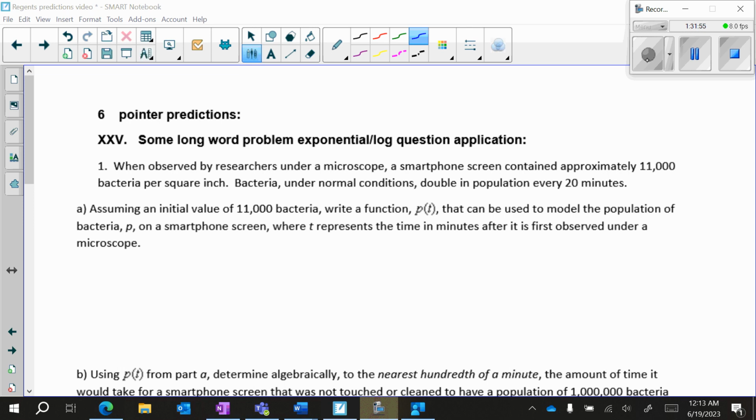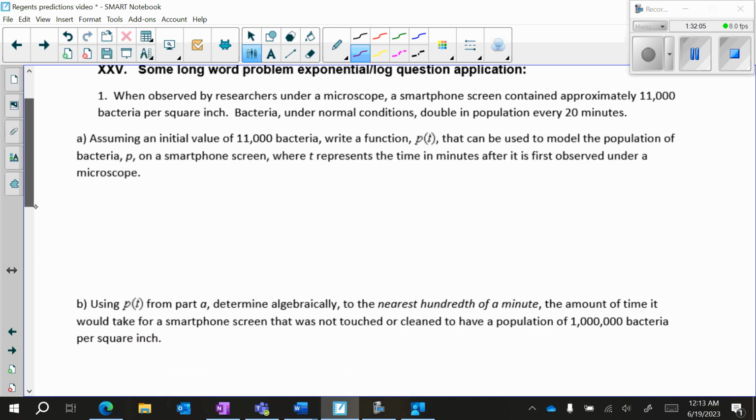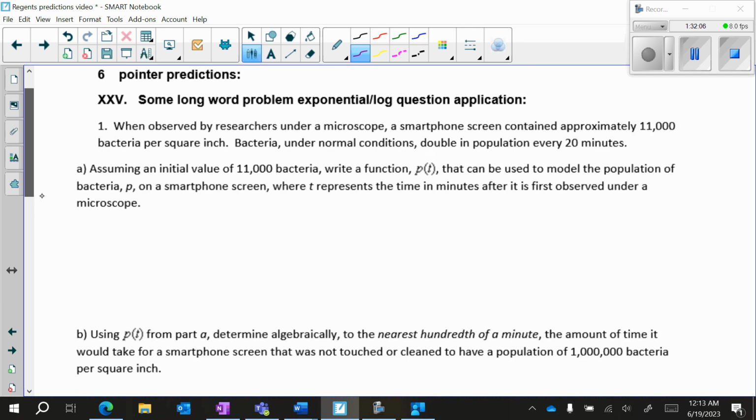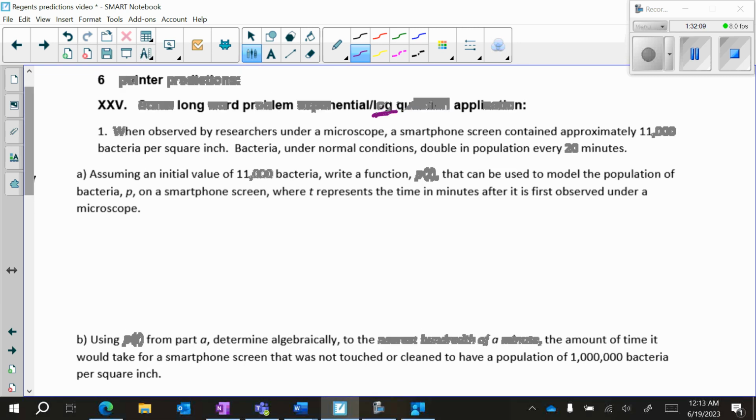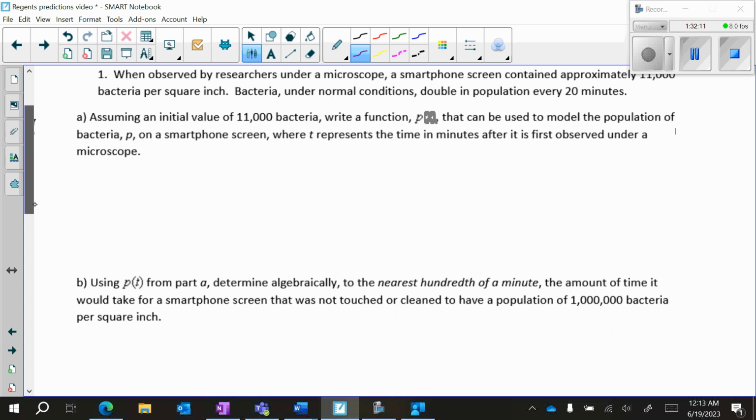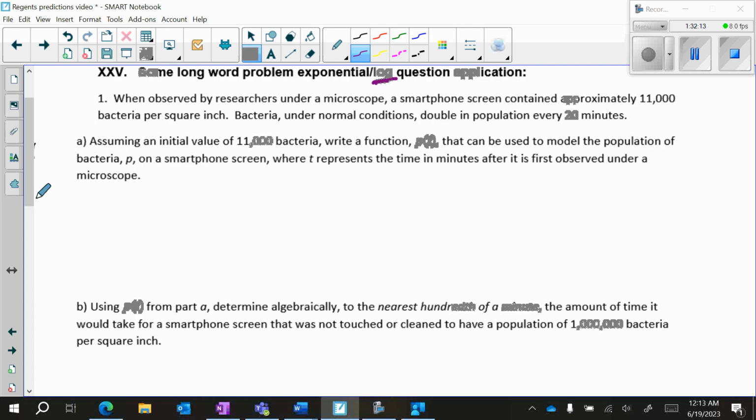Last but not least, what's going to be the 6-pointer? I predict it's either going to be a crazy graphing question or a crazy long word problem question. And at the end of it, you're going to have to do logs. You're going to have to do logs, and that's going to suck. Maybe. I actually like logs, but some of you don't. So here is an example that's not that bad.